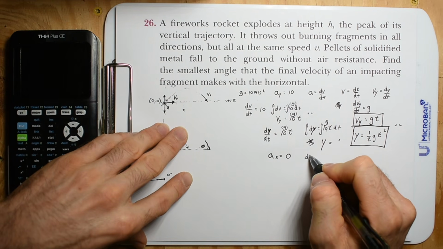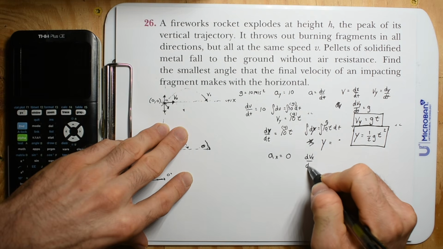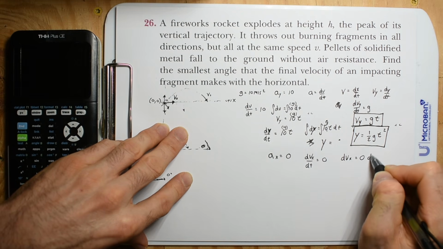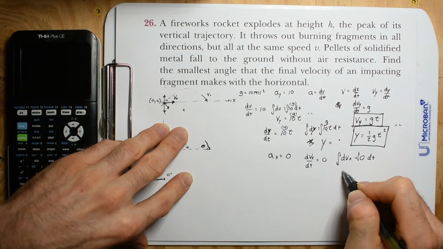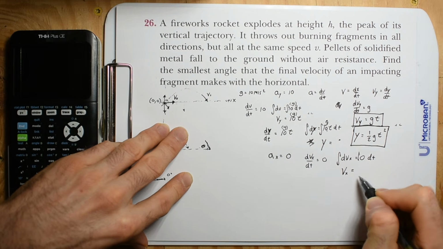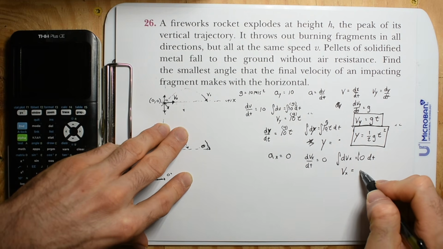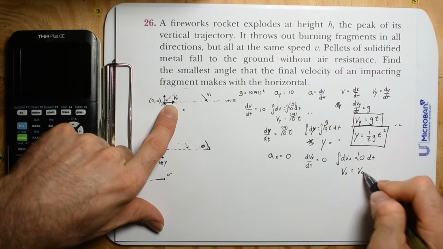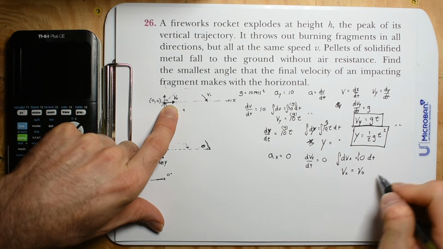So now we have dvx dt is equal to 0. Separate variables, and we get dvx is equal to 0 dt. And then we integrate. And so we get an equation for velocity of x is equal to just our constant. And what's our velocity x? It's just going to be v naught. Cool. We do the same thing here.